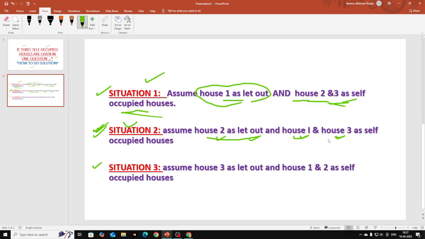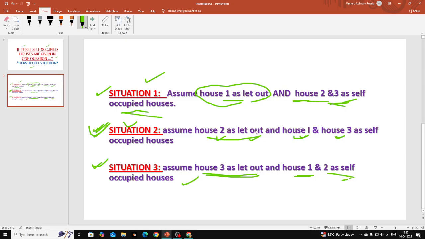And next he will deduct losses, if any, from the incomes, and he will see the net income under situation 2 again. And next he will go to situation 3. Here in situation 3, house 3 is treated as self-occupied now. Sorry students, house 3 he treats as let out, and house 1 and house 2 he treats as self-occupied houses.